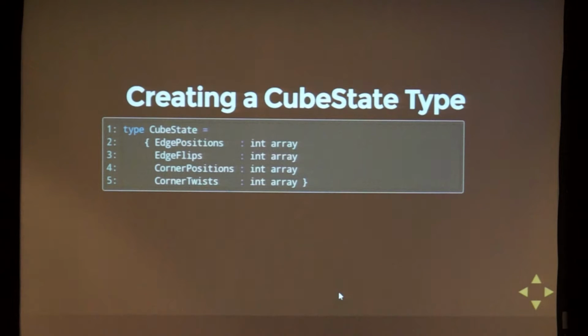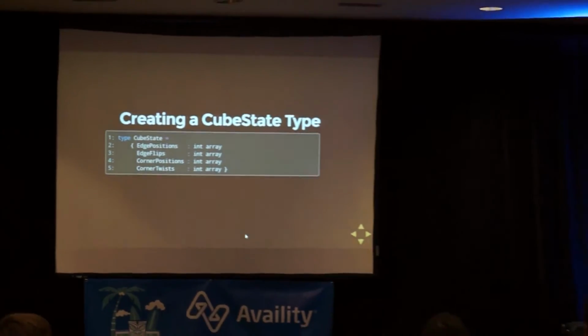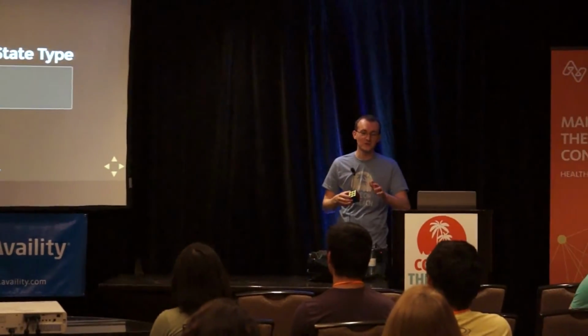So what is a corner twist, and what is an edge flip? Well, if you give me a minute just to solve this, I can tell you. So a cube can be, well, it wasn't very scrambled.